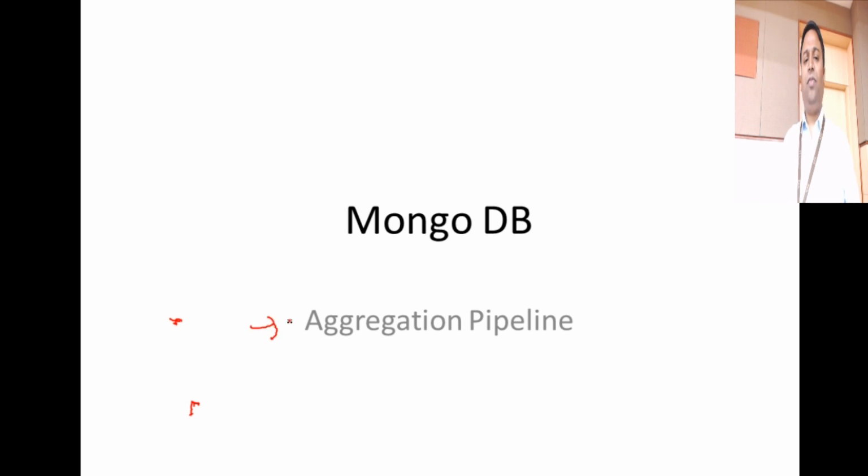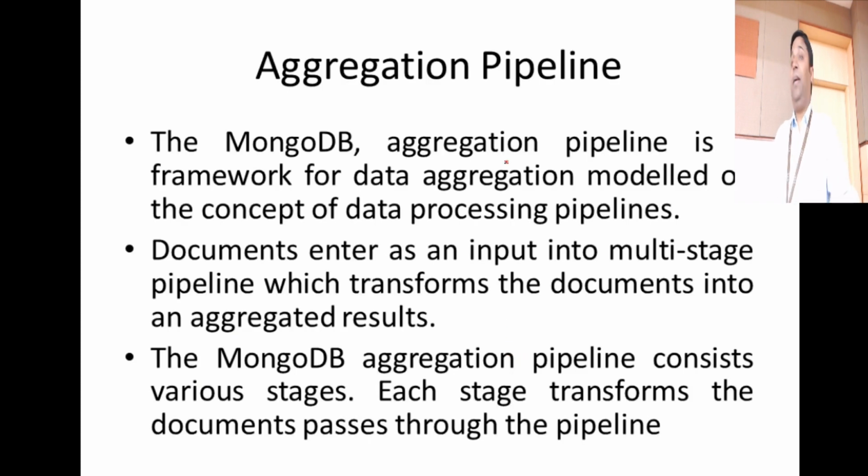We have seen a lot of things in aggregation in relational database management systems. But we'll see how aggregation works in MongoDB. We call this the aggregation pipeline. We'll see what this aggregation pipeline is. The MongoDB aggregation pipeline is a framework for data aggregation modeled on the concept of data processing pipelines. So it has several stages. We can call each one a stage.